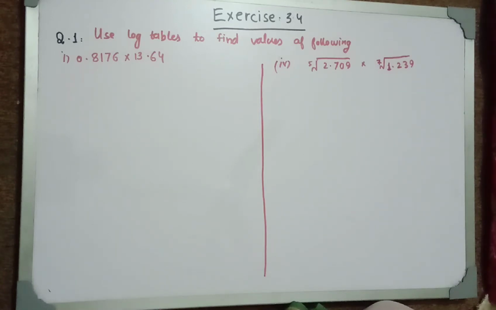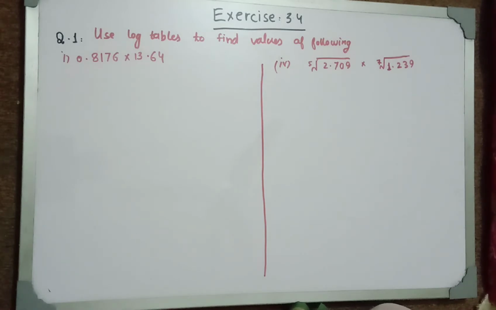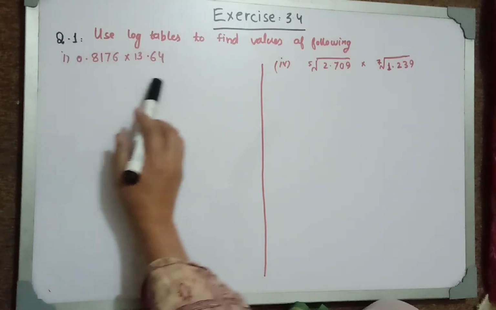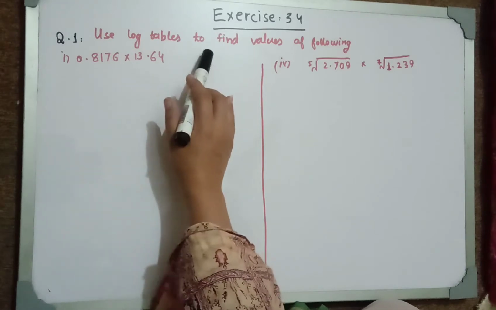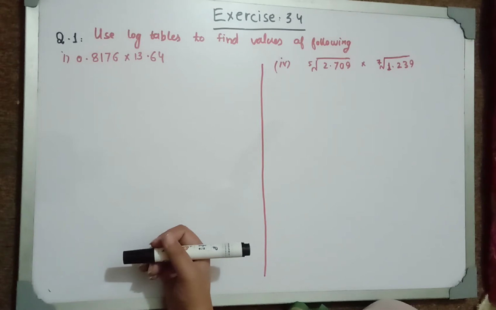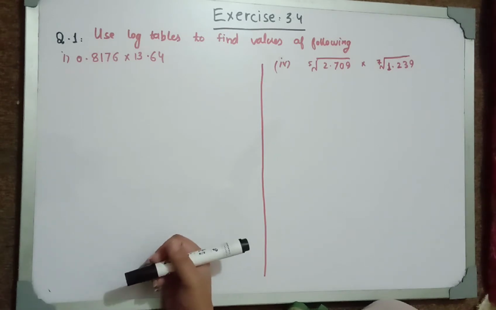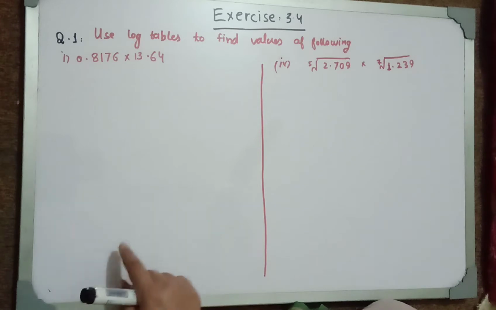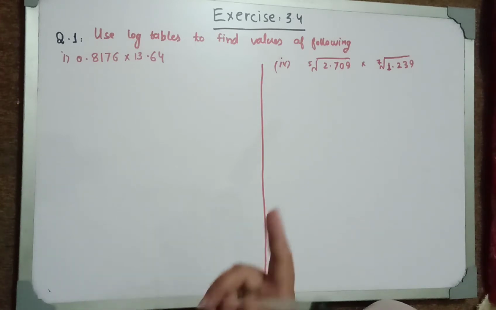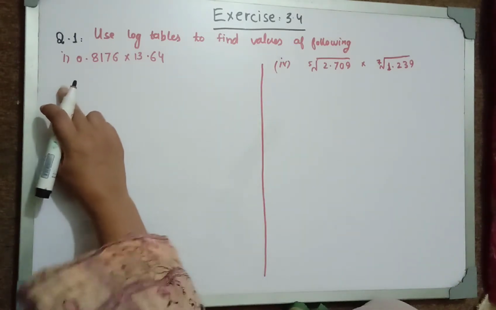Today we are starting exercise number 3.4 and question number 1 is: use the log tables to find the values of the following. So we're going to find the values of these using log tables. Log tables mean logarithm tables, for which I will share the other video on how you can use the log tables to find the value of any number. But currently in this video I'll be using calculators to find the value of logs. So let's start with part 1 of question number 1.